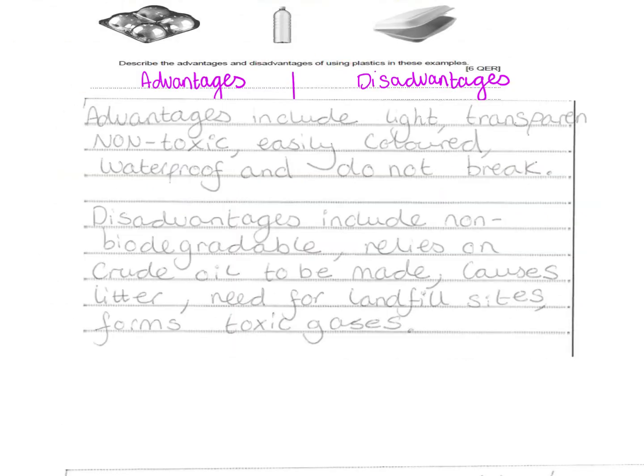So there are some basic advantages to any type of plastic. This was like a 6 marker. They're light, transparent, it's just cut off where I've cropped it. Non-toxic, easily coloured, waterproof, and do not break. Disadvantages are they're non-biodegradable, rely on crude oil to be made, which is a finite resource, cause litter, and need landfill sites, which take more space and can ruin habitats, and they form toxic gases when burnt. So there are some disadvantages, but obviously plastic is used every day, and there are quite some large advantages too.